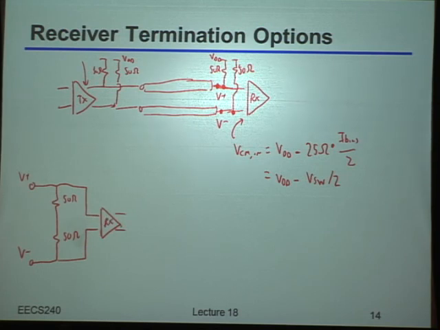So what's different about this particular configuration? And this is it. I didn't forget to draw anything. So how would this one be different in terms of the input common mode?